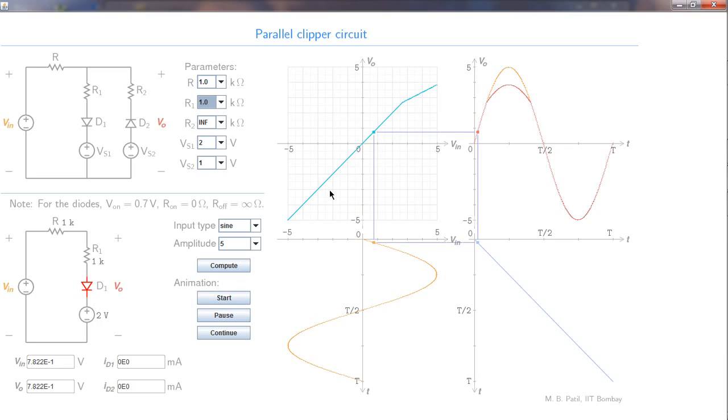And we observe that the breakpoint has indeed shifted to 2.7 volts, and the slopes have not changed.